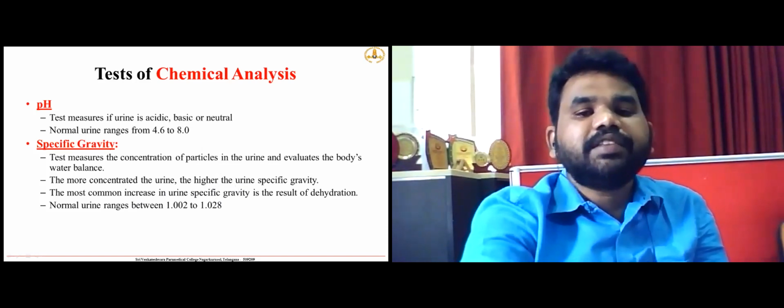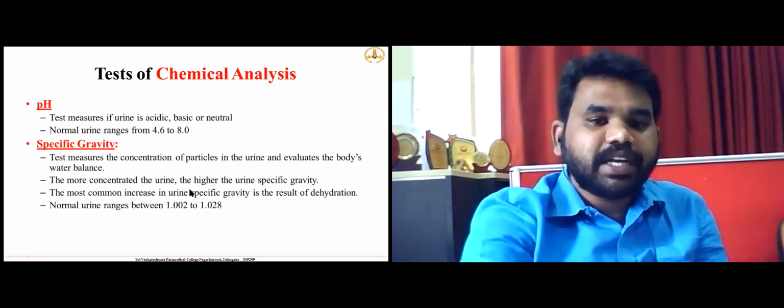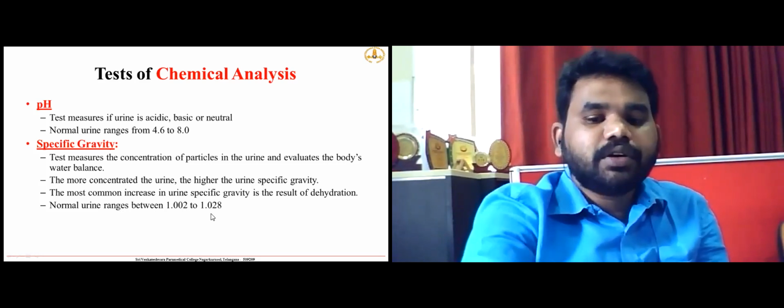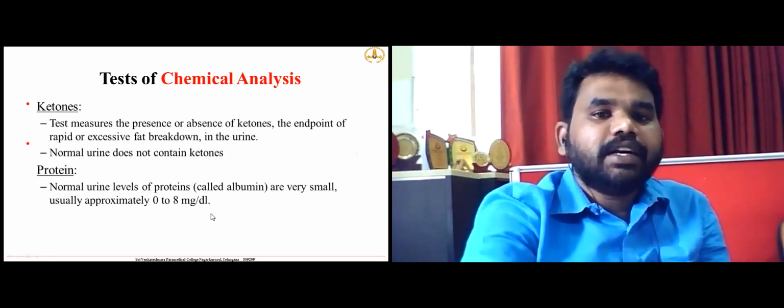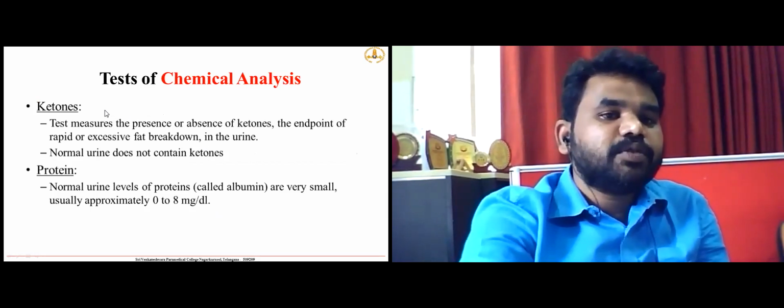Dehydration: whenever you are consuming less water, automatically the urine will get concentrated, and that results in an increase of specific gravity. The normal range is between 1.002 and 1.028. And under chemical analysis, two more tests are there: ketones and the presence of proteins.